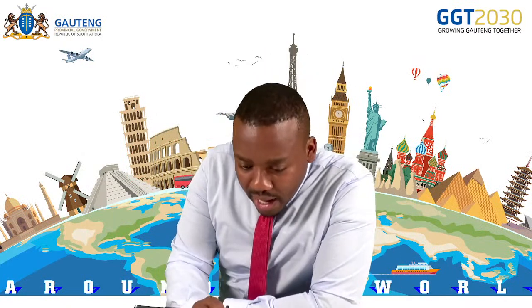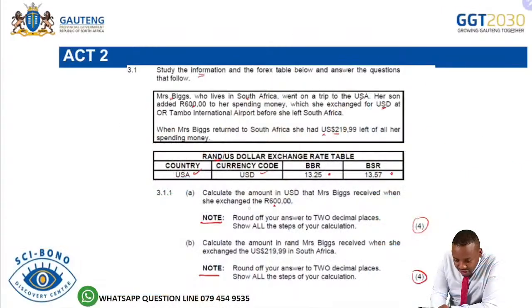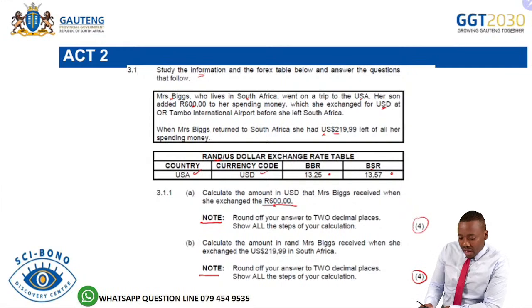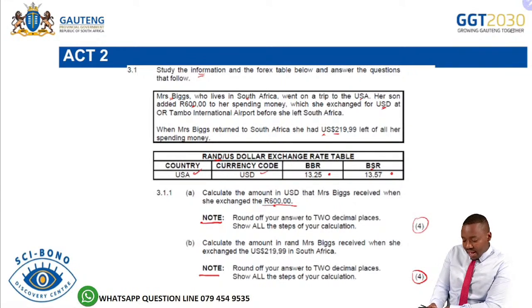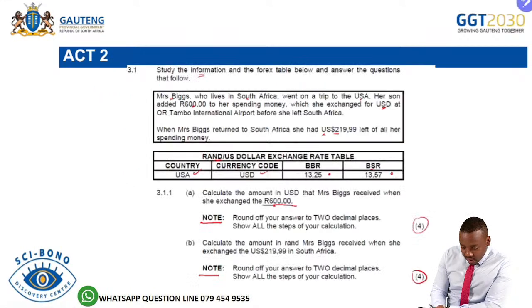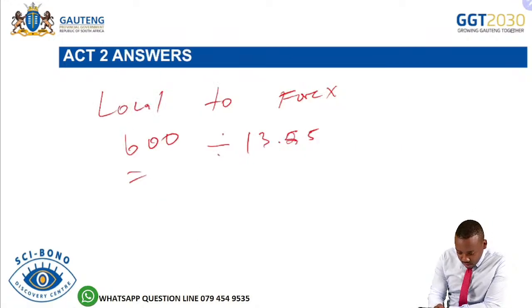Right? Calculate the amount in US dollars that Mrs. Biggs received when she exchanged. So this person did what? Exchanged 600 rands to dollars. What does this person want? Dollars from the bank. So which rate will the bank use? The bank selling rate, because the bank will be selling the US dollars to this person. It's 13,57. We said BSR, 13,57.